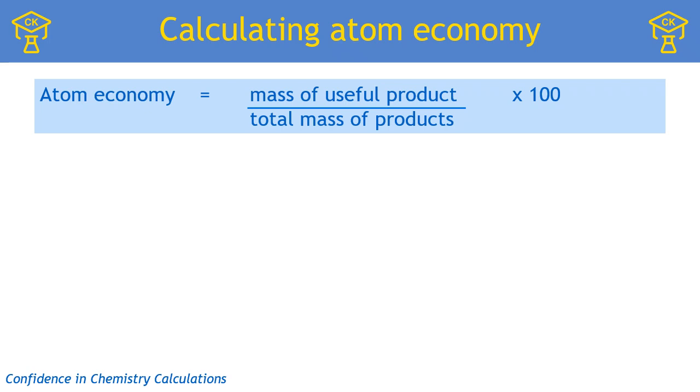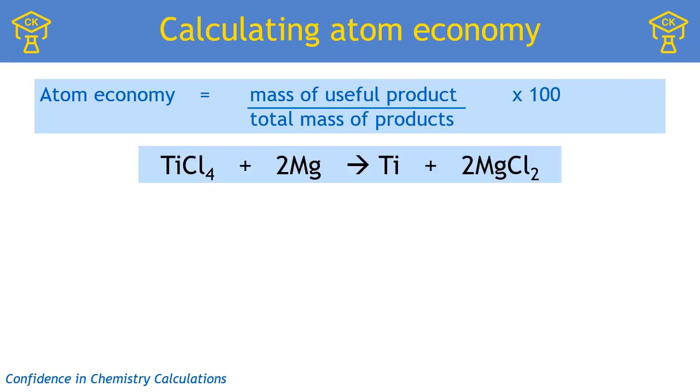Let's use the titanium example to do this atom economy calculation. Titanium is the useful product and it has a relative atomic mass of 47.9. We're just making 1 mole of titanium in this reaction. The RFM of magnesium chloride is 95.3, but we're making 2 moles of it. So that means the total mass of the products will be 47.9 plus 95.3 times 2. So don't forget to actually include the useful product in that part of the calculation.